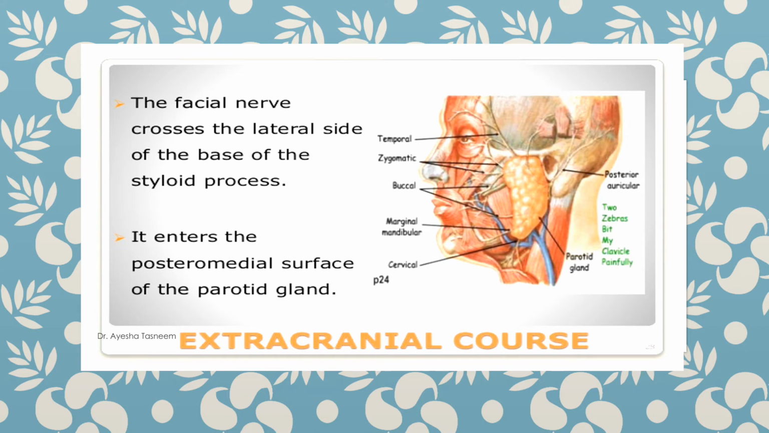After coming out of the stylomastoid foramen, the nerve crosses the lateral side of the base of the styloid process. It enters the postomedial surface of the parotid gland. Within the gland, it runs forwards for a short distance superficially to the retromandibular vein and external carotid artery and divides into temporofacial and cervicofacial branches.